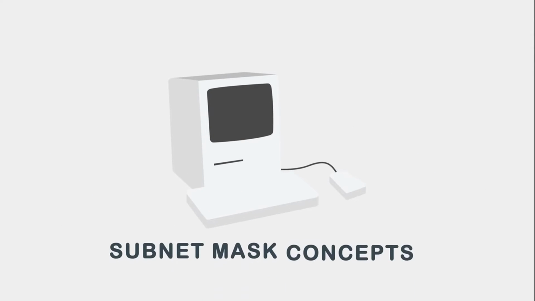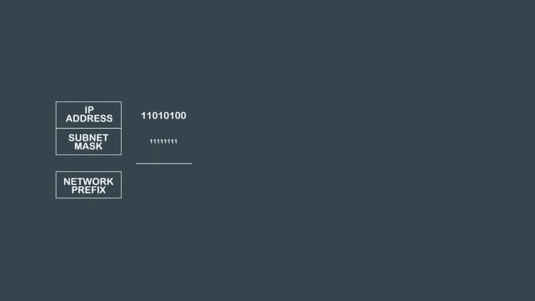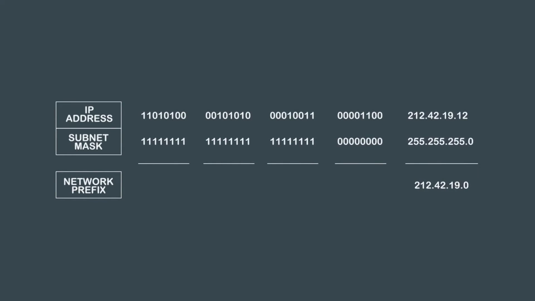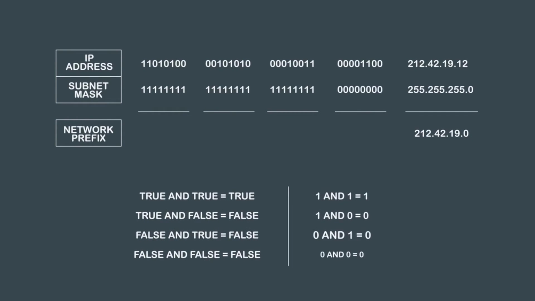As we explore further into subnet mask concepts, it is important to understand how a computer determines the network ID of any given IP address. The following diagram illustrates how the computer performs a bitwise logical AND operation on an IP address with a given subnet mask. When we perform a bitwise AND, we compare two numbers which will either be a 1 or a 0. A 1 is considered to be true and a 0 is considered to be false.